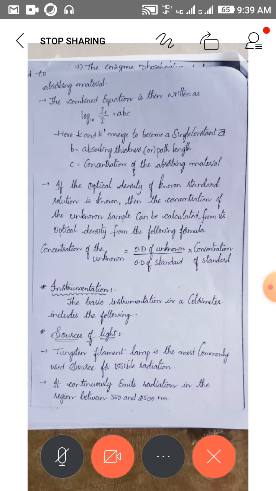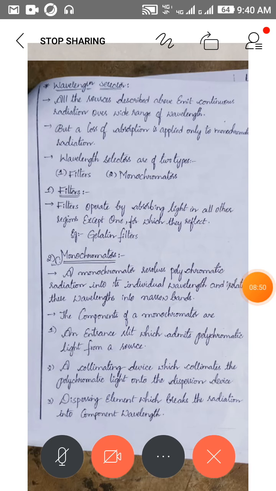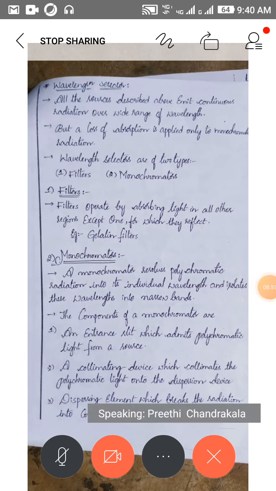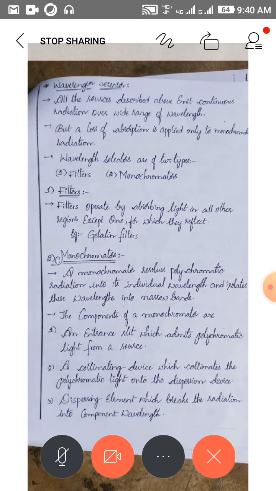Then the instrumentation contains different parts. The first one is the source of light. Mainly we use the tungsten filament lamp, which is the most commonly used source for visible radiation. It emits radiation at 350 to 2500 nanometers. Next, the wavelength selector. All the sources described above emit continuous radiations, but wavelength selectors are mainly of two types: the first one is filters and the second is monochromators.